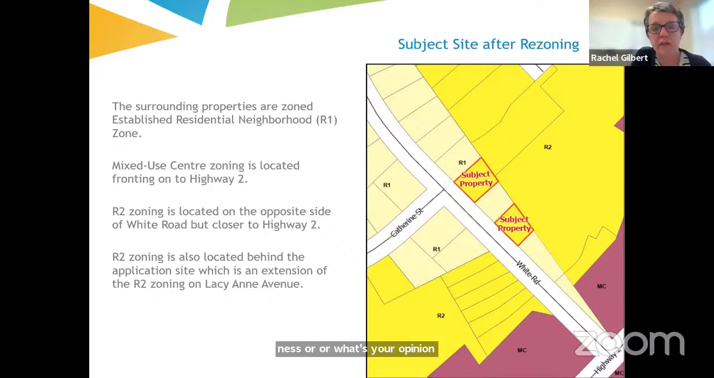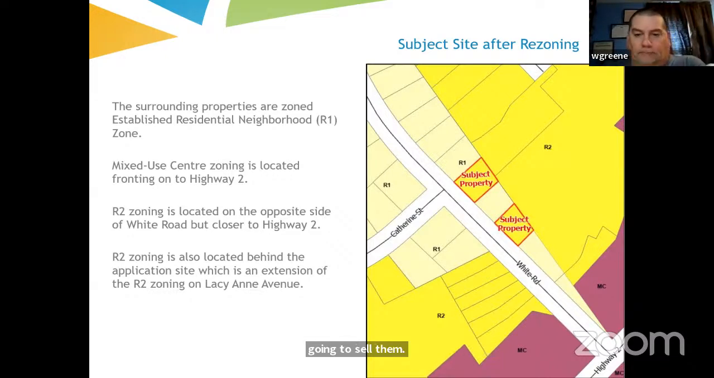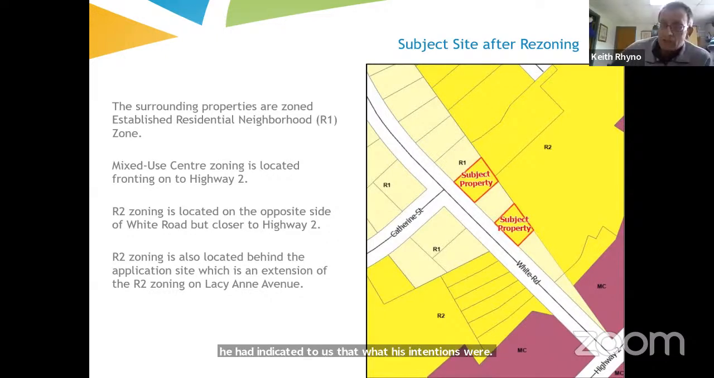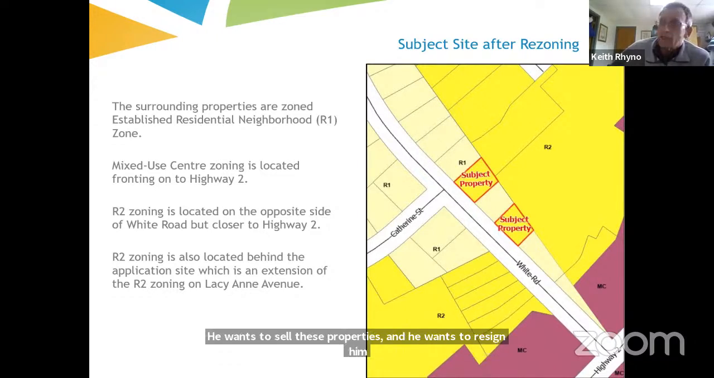Through you, Mr. Chair. So that's the indication we had received from the applicant, is that he was looking at selling the lots, but he could develop them himself. He's not confirmed either way whether he is going to sell them, but he had indicated to us that that's what his intentions were. Well, that seems to be the indication in this report. He wants to sell these properties and he wants to rezone them. So, I mean, that's the only conclusion that I can draw.